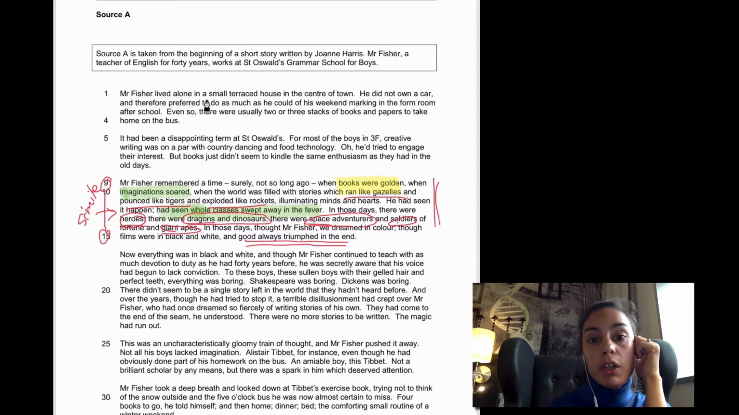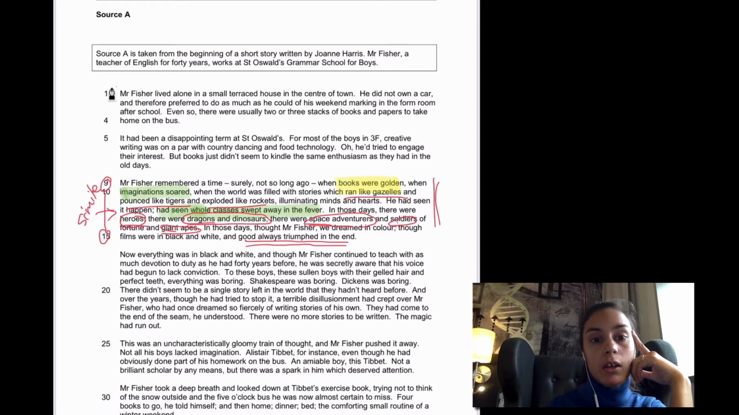Mr. Fisher lived alone in a small terraced house in the centre of town. He did not own a car and therefore preferred to do as much as he could of his weekend marking in the form room after school. Even so, there were usually 2 or 3 stacks of books and papers to take home on the bus.